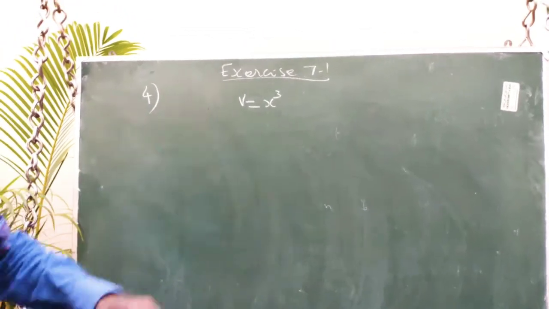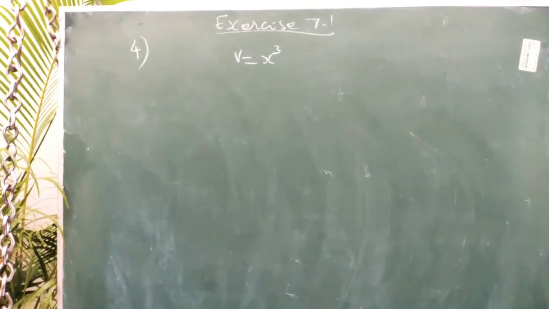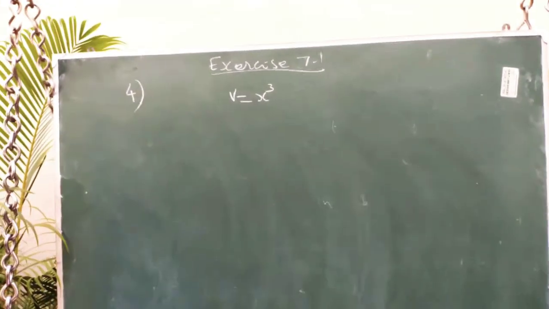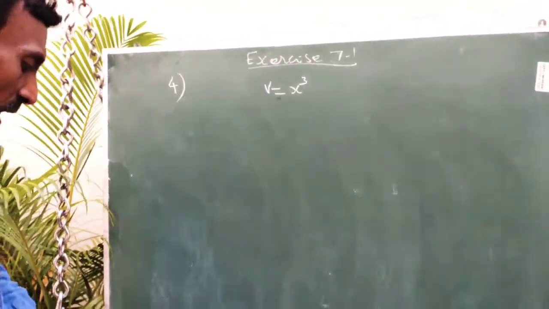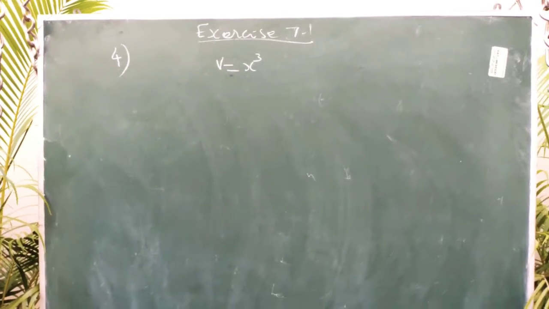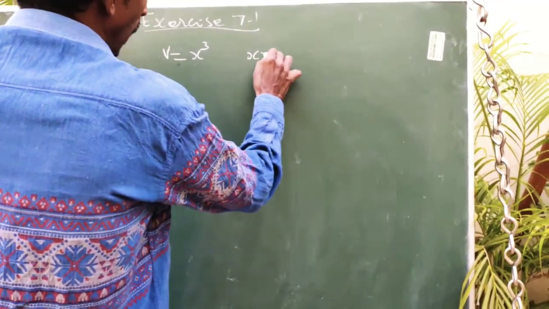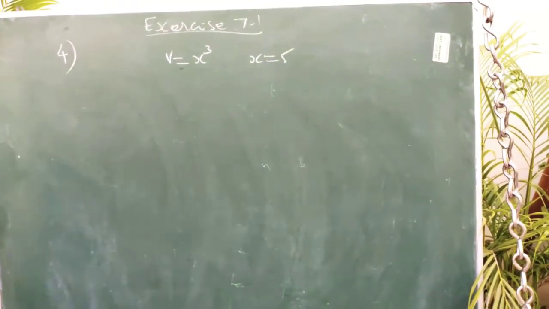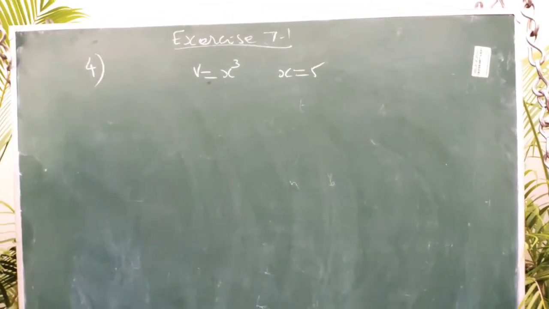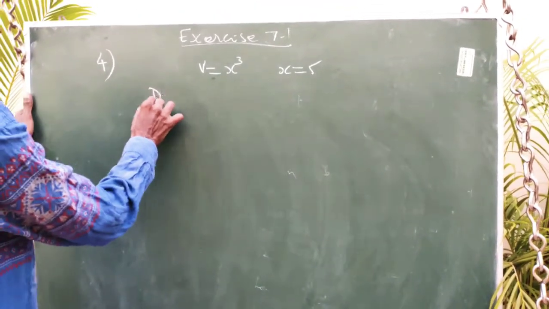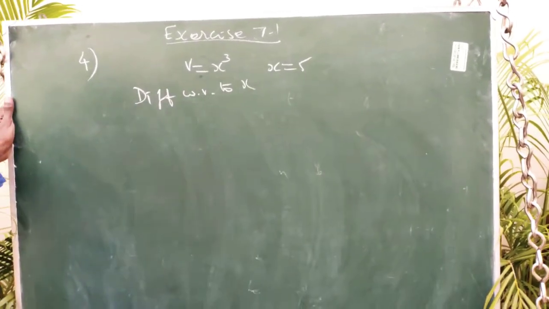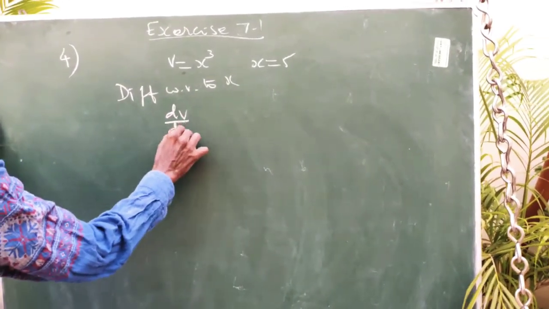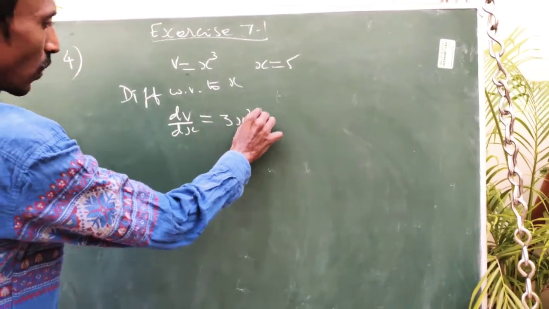Number 4 in exercise 7.1. If the volume of a cube of side length x is given as v equals x cube, find the rate of change of the volume with respect to x when x equals 5 units. Very simple problem, like a 1 mark question. Differentiating with respect to x, we get dv by dx equals 3x square.